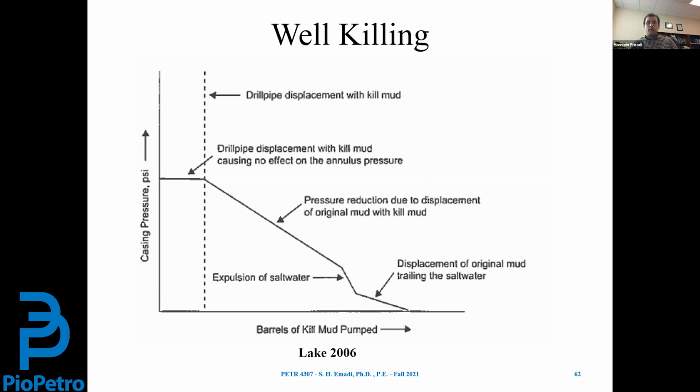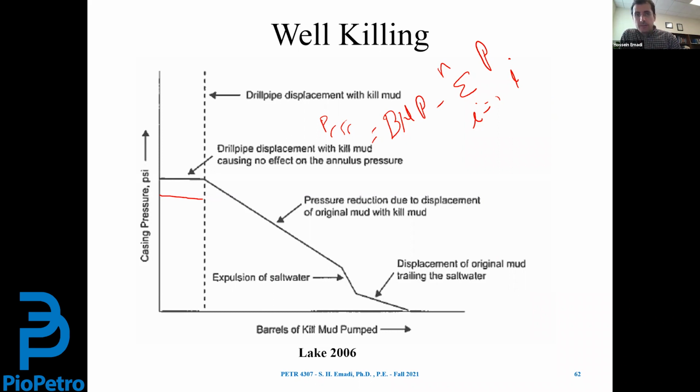liquid does not expand. When we start pumping the kill mud, as long as the kill mud is still inside the drill string, you see the first part, this part, casing pressure remains constant because casing pressure basically tells us the difference between the bottom hole pressure and hydrostatic pressure inside the annulus, and this is casing pressure. And since nothing is changing inside the annulus, and the assumption to perform the wait and weight and driller's method is constant bottom hole pressure, casing pressure remains constant.